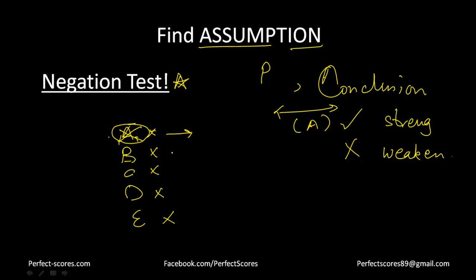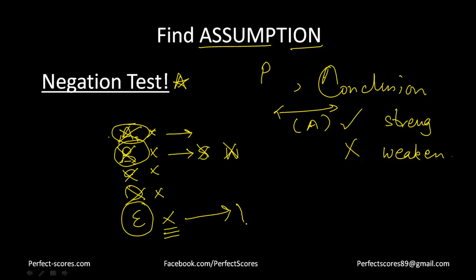Let's come to B. Suppose when you negate B, the resulting option is neither strengthening nor weakening. That means even B originally was not the assumption. Now suppose you do this for all, and let's say you are left with E. You take the negation of E, and you find that this new option is weakening the argument. Now the opposite of E is weakening the argument. That means E is the original assumption, so that would be your answer. So that is a negation test.